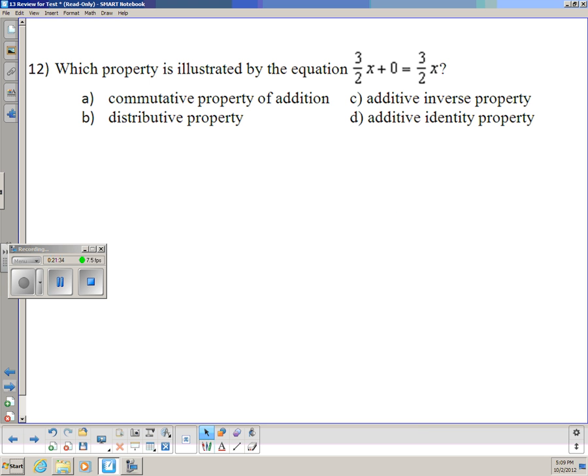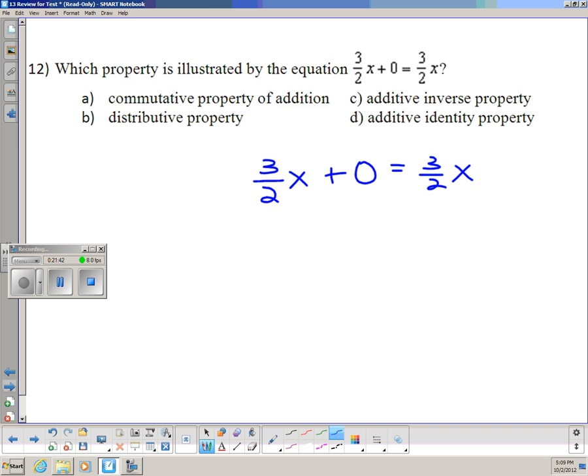All right, number 12 says, which property is illustrated by the equation 3 over 2x plus 0 equals 3 over 2x? Well, first of all, I'm adding. We're adding. So guess what? Anything that doesn't say adding is out. Now, unfortunately, the only choice that doesn't say anything about adding is the distributive property. And I hope you see there aren't any parentheses in this equation. The distributive property is out.